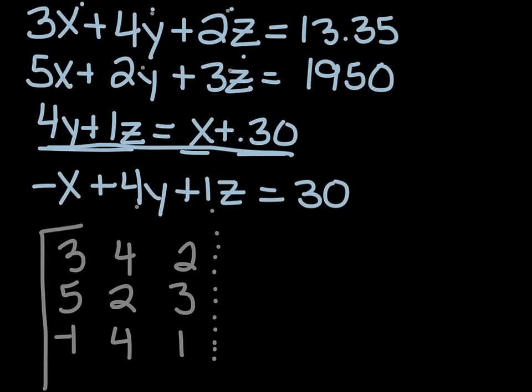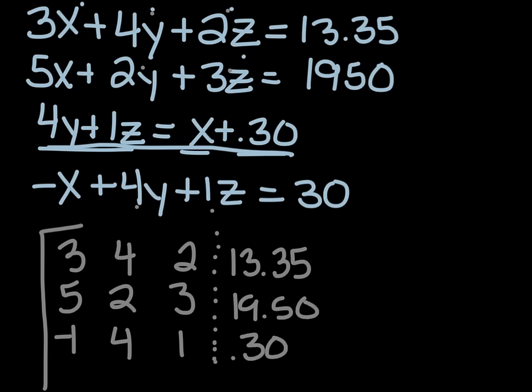And then we separate it from our answers, which are 13.35, 19.50, and 30.30, right? Because it's 30 cents. I forgot my decimal. It's a very important little dot there. All right. So there's our augmented matrix. So if I ask you to set up the augmented matrix, that's what you would write down.